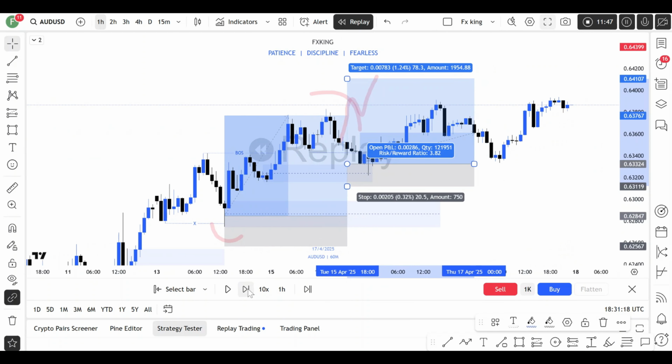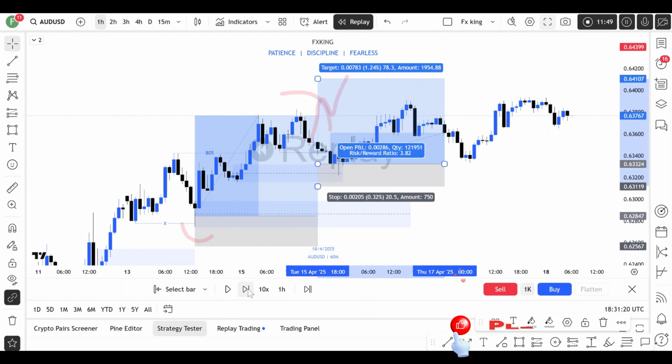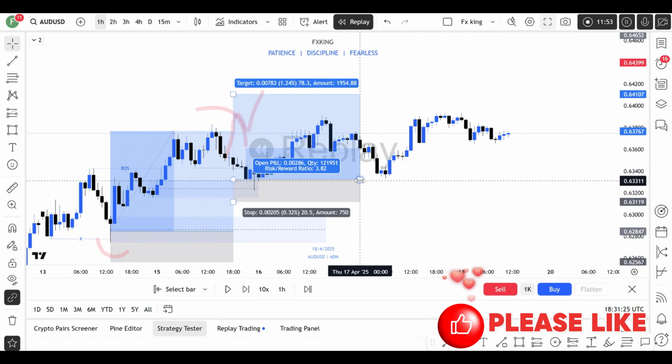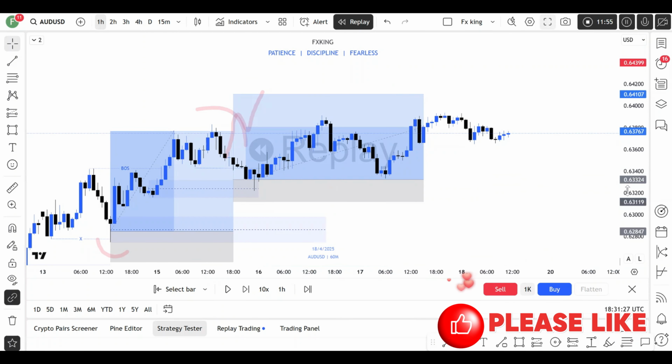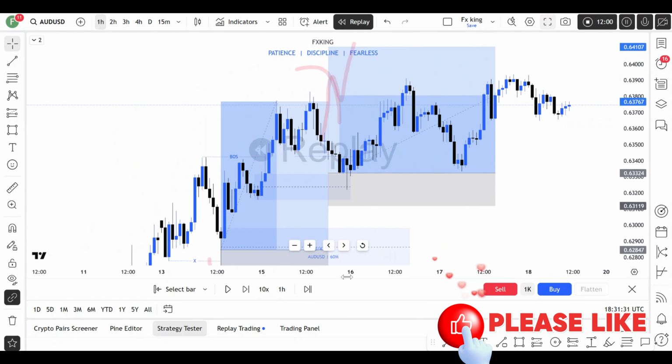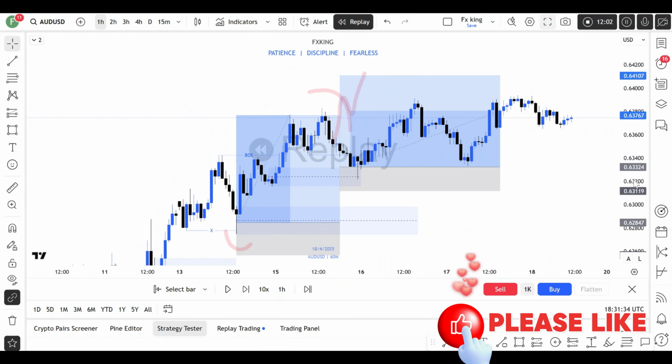So if you play price forward, you see that eventually price took a longer time to play out here, right? But eventually we are running in huge profit. Now, after this, what do you look for again? What do you look for using this again?